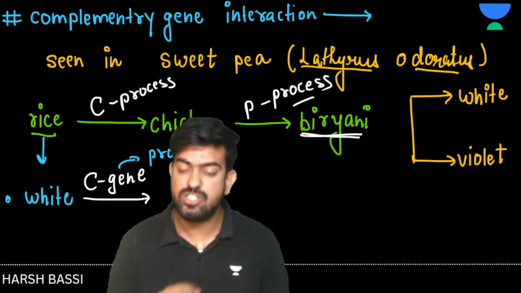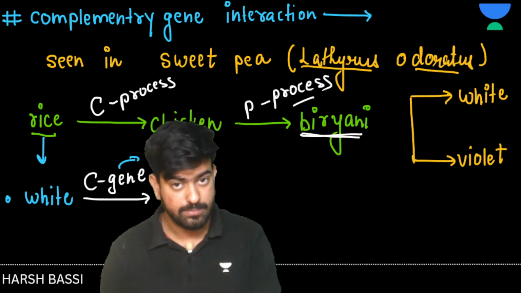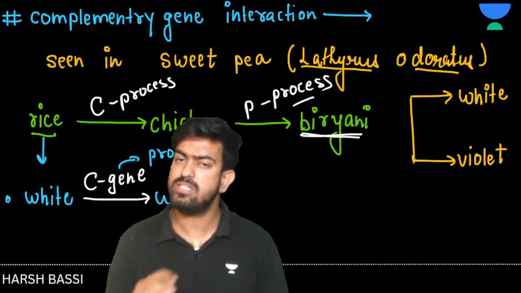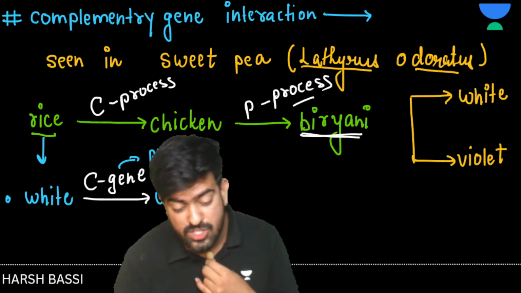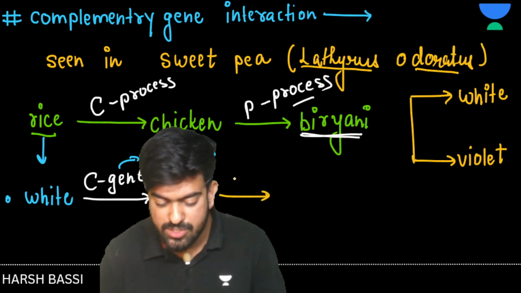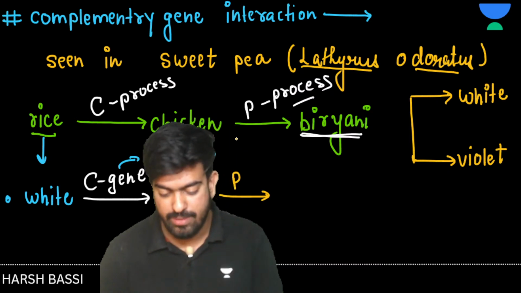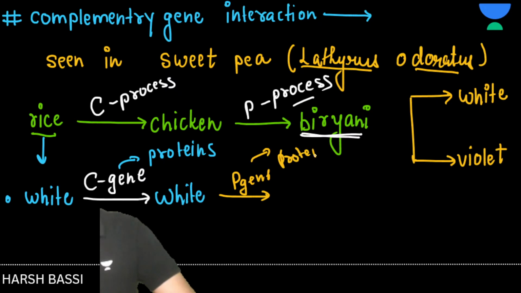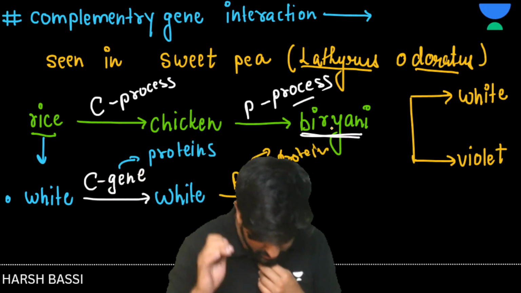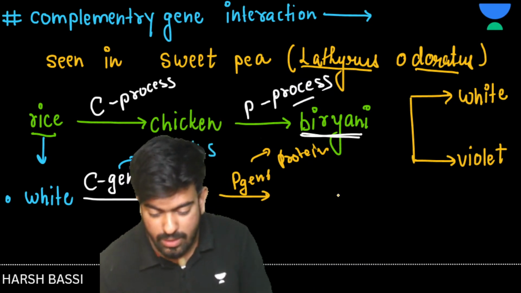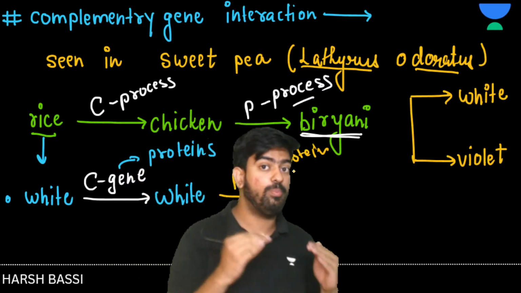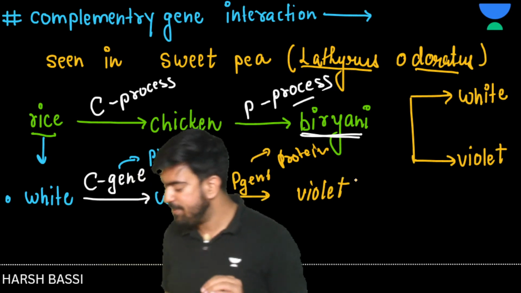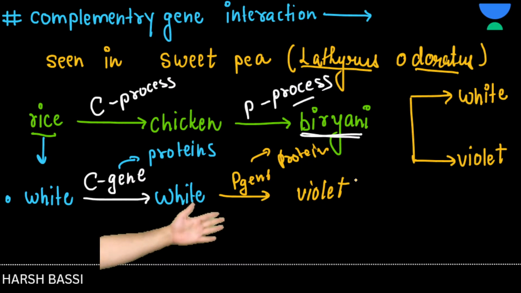So after the C gene has made the proteins, the color of the flower is still white. Okay, the color of the flower is still white. Then comes the P gene. Okay, and this P gene is going to make what? This P gene is going to make protein. Yes or no? And then with the help of this P gene, what is going to happen? We are going to produce a violet color. Yes or no? So what's happening? To produce a violet color, you can take the screenshot.